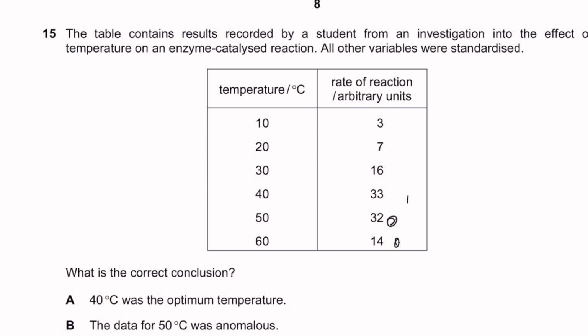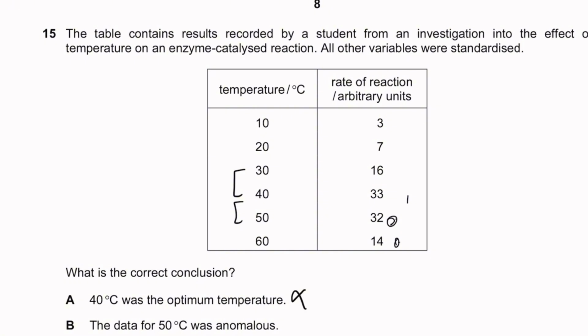So let's see what he says here. 50 degrees Celsius was the optimum temperature. I don't think so. We have a huge gap between the temperatures, a whole 10 degrees between us, so it could be, for example, 38, it could be 35, not necessarily 40, and so I would not say it's 40.